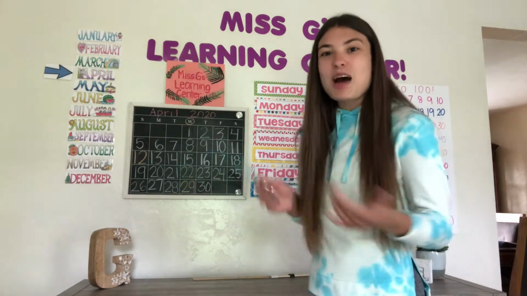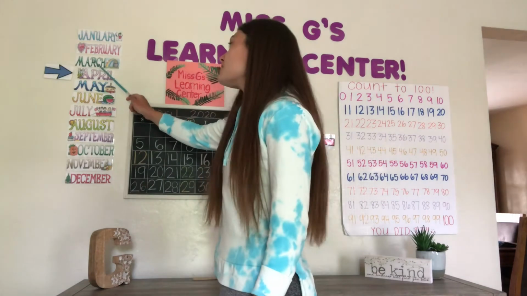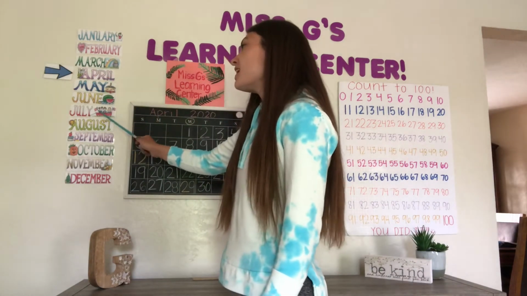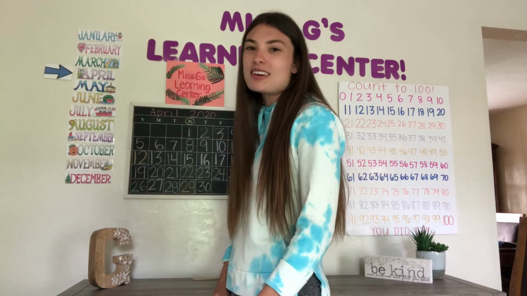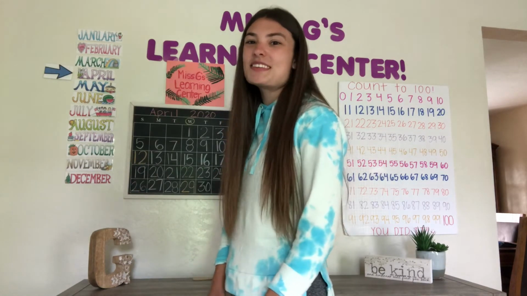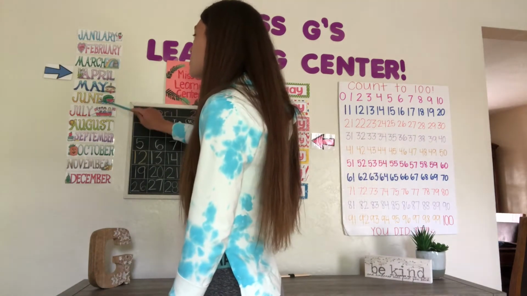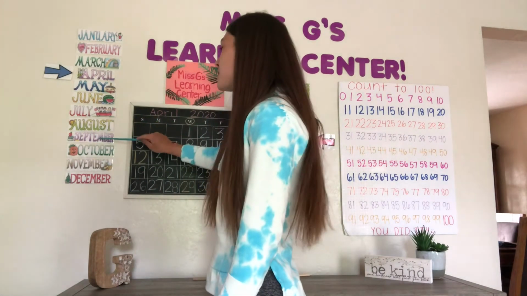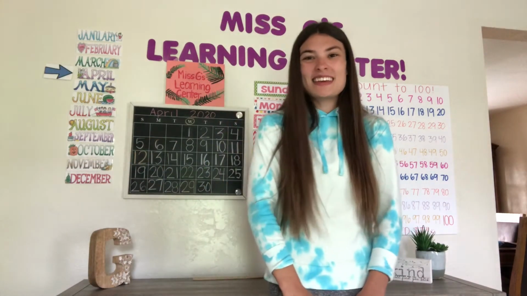Let's sing our month of the year song. January, February, March, April, May, June, July, August, September, October, November, December. Those are the months of the year. Let's do it again. January, February, March, April, May, June, July, August, September, October, November, December. Those are the months of the year.